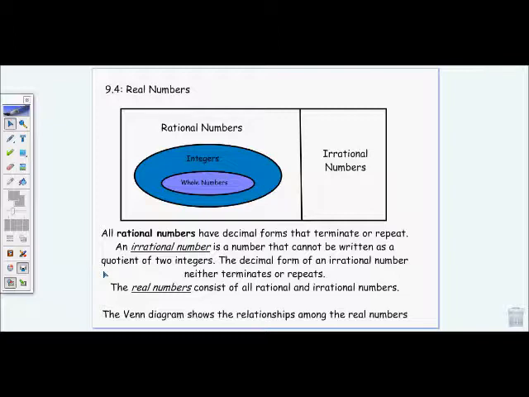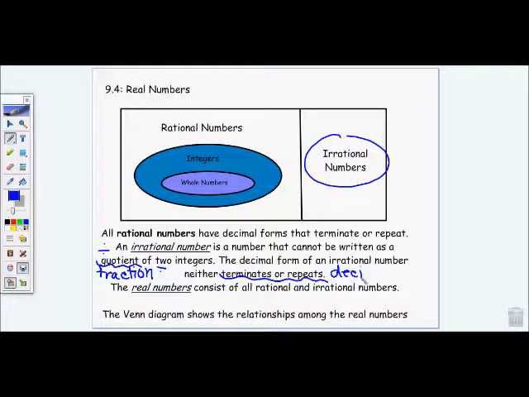The thing that you need to understand is that an irrational number, which you can see is all by itself over here, is a number that cannot be written as a quotient of two integers. Quotient of two integers means a fraction, and when we work with fractions, that is division. Quotient is division, and we'll talk about the results of a fraction, turning it into a decimal, which will then either terminate or repeat itself.